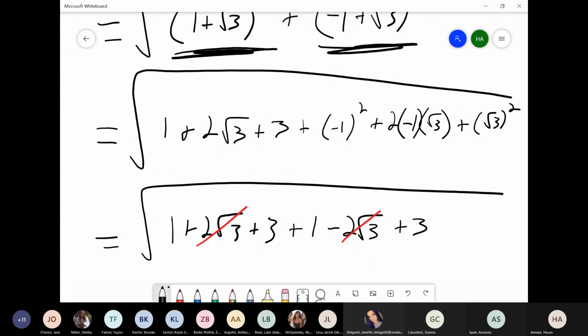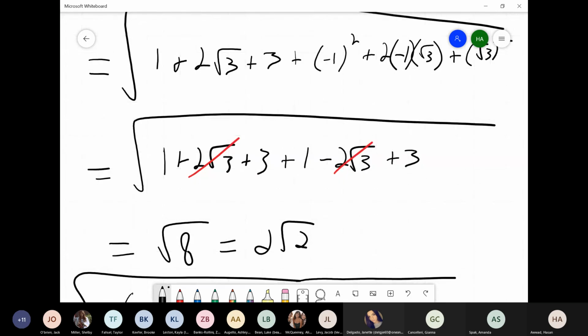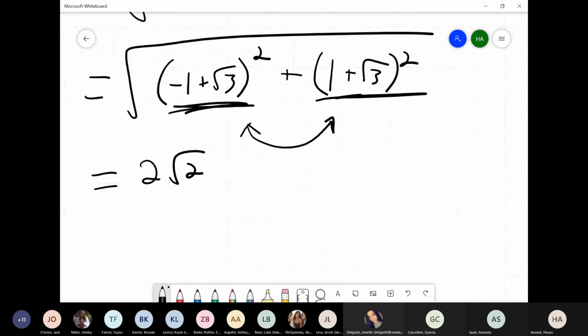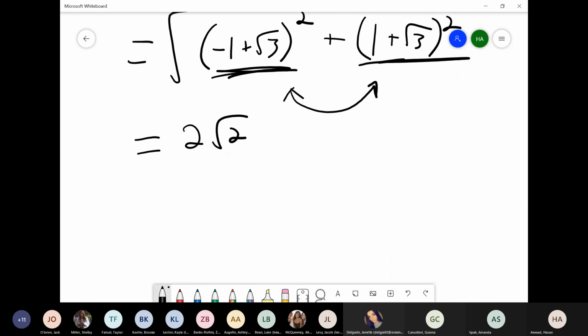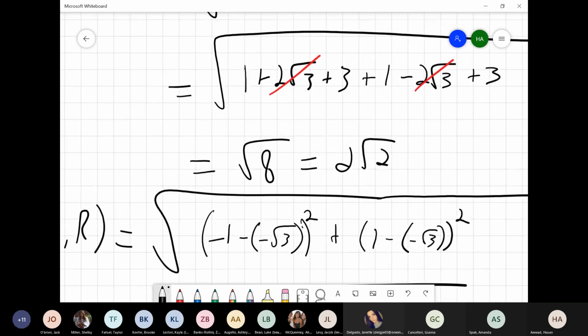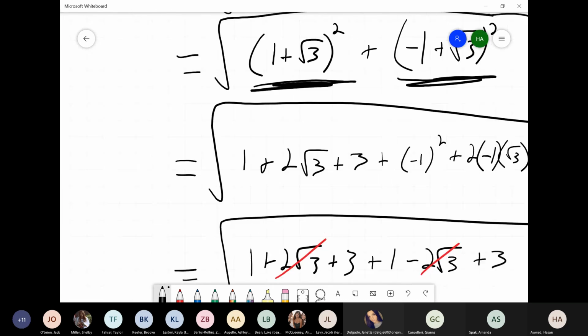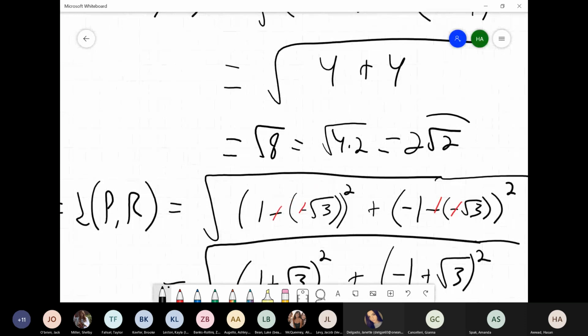And then because you're going to get the same numbers, you're going to get the same cancellations where positive 2 square root of 3 and -2 square root of 3 are going to cancel. And you just add up the remaining pieces. You get square root of 8, which simplifies to be 2 square root of 2. And now because every single side is equivalent, we have a 2 square root of 2 for side QR. We have 2 square root of 2 for side PR. And we have a 2 square root of 2 for side PQ. We can then deduce that this triangle PQR is in fact equilateral.